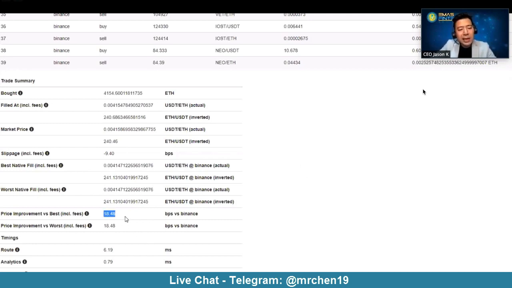As you can see here, the PI is only 18.48 BPS. It means that this is only 0.18%. And this is what we wouldn't be executing. We wouldn't be executing this order because the PI is too low, where our cost is even higher. So in a scenario like this, we won't be trading.